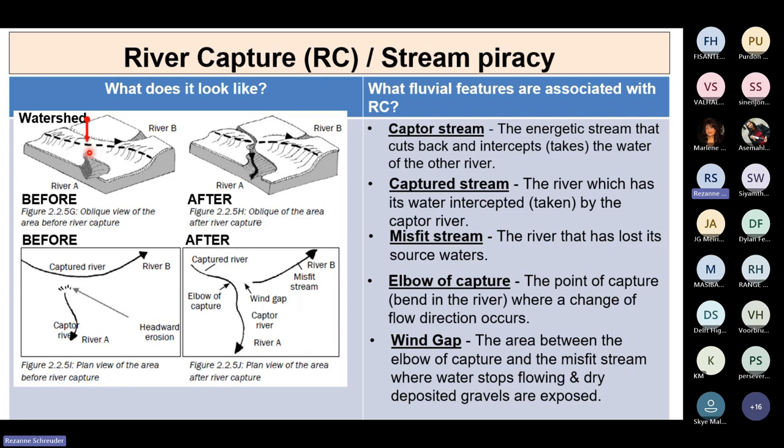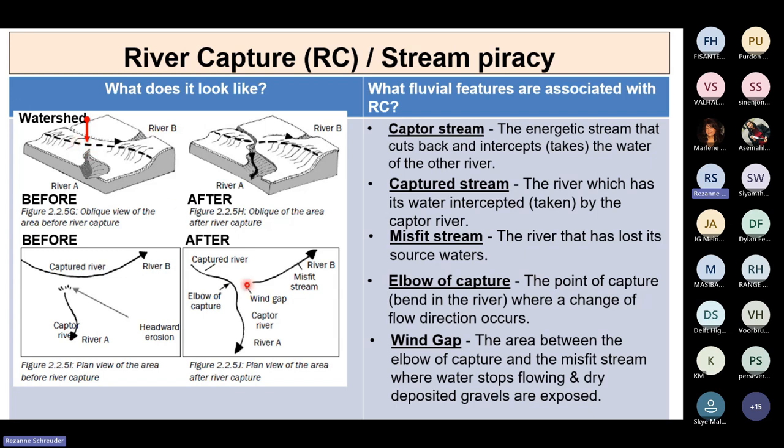The elbow of capture literally looks like an elbow. It's got an almost 90 degree view. It looks like an elbow if you bend your elbow. The point of capture is where the change in the flow happens. So basically, A erodes through the watershed and then captures river B, and then it changes the flow of river B. The wind gap is the area between the elbow of capture and the misfit stream where water stops flowing and then the dry deposited gravels are exposed.